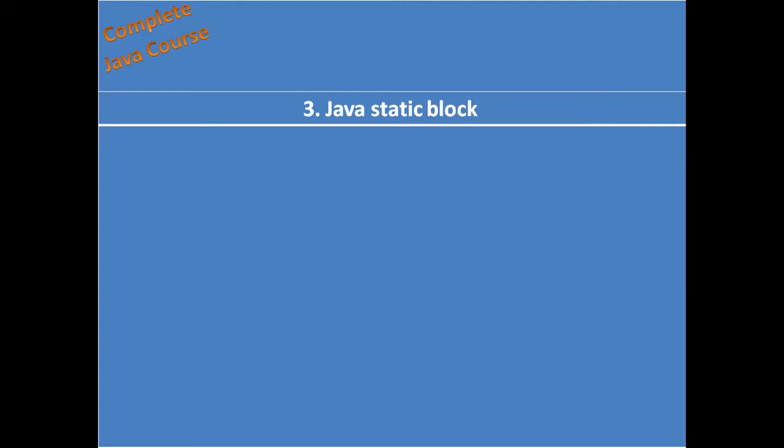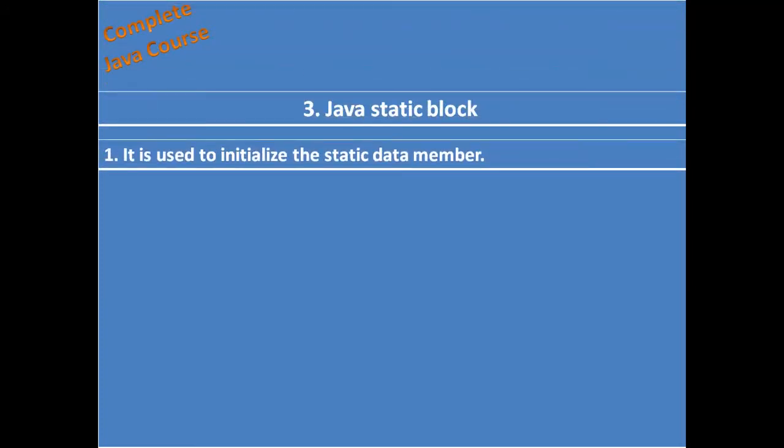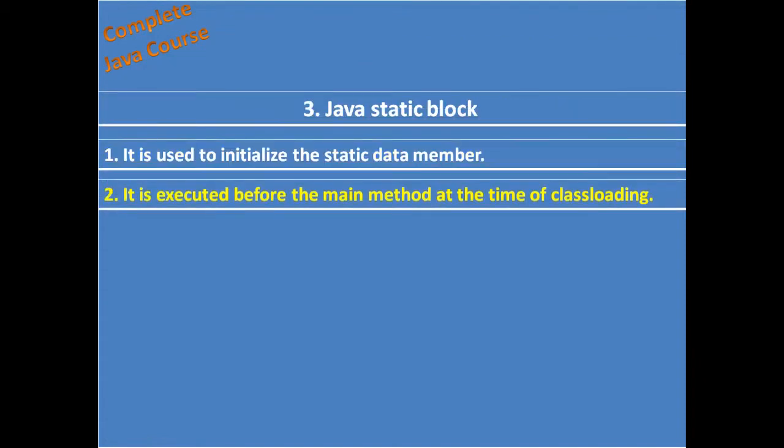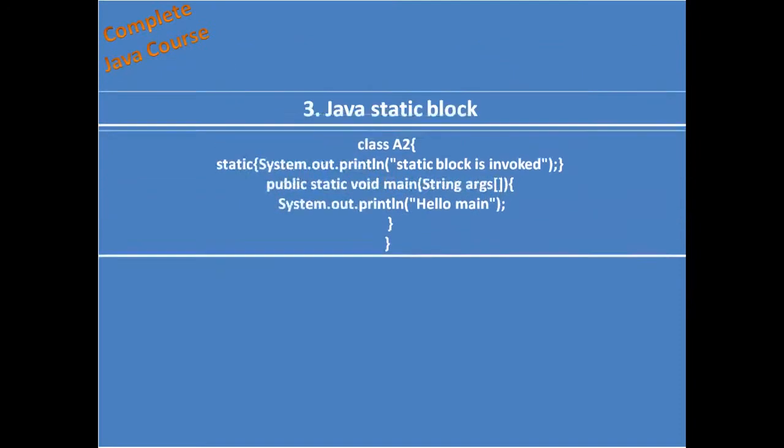Number 3 is the Java static block. Number 1, it is used to initialize the static data member. Instance initialization block is used to initialize the instance member variable. Similarly, the static initialization block is used for static data members. Number 2, it is executed before the main method at the time of class loading. Before the main method, it is executed.